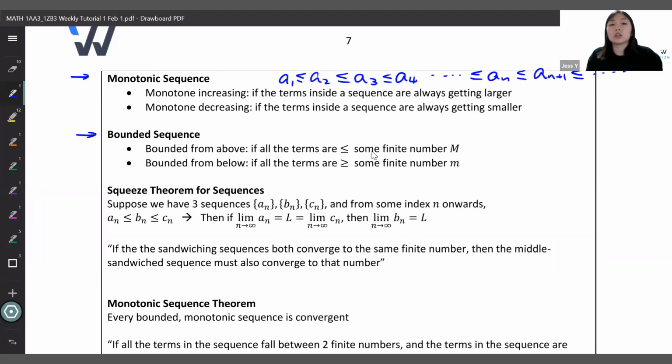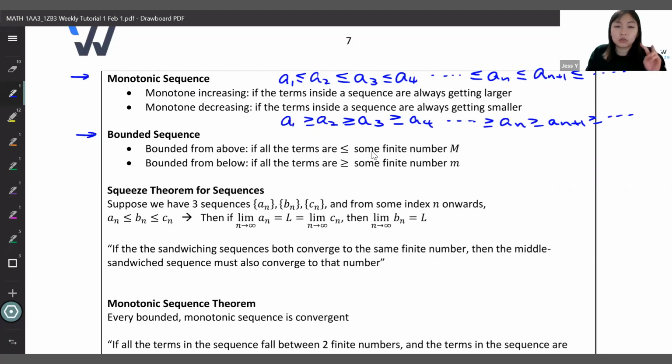Monotone decreasing, or monotonically decreasing, is just the opposite. Your terms are getting smaller, okay? So A1 is actually bigger than A2. A2 gets smaller, A3 is even smaller than that, A4 is even smaller than that. And in general, A(n+1) is smaller than An, okay? So that's what a monotone sequence is.